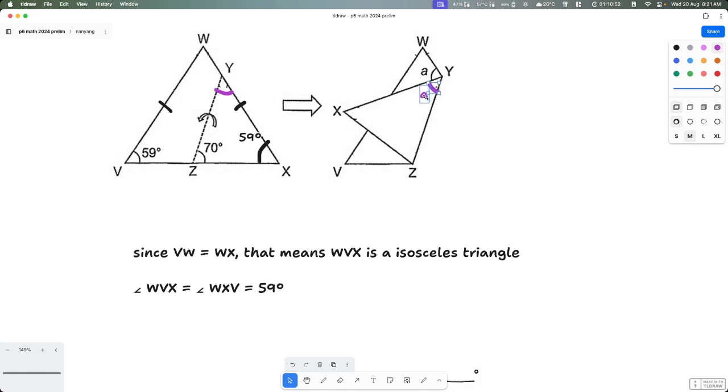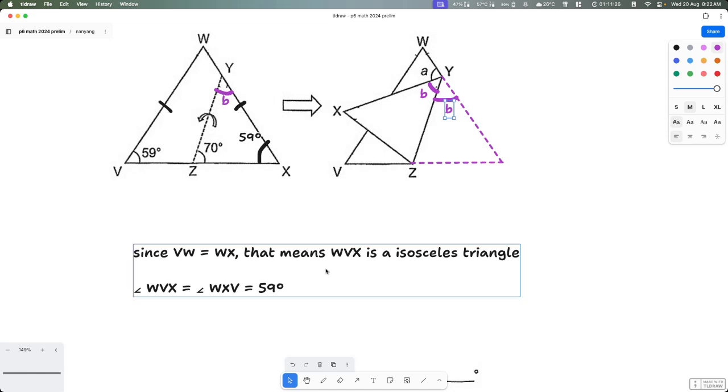Not angle A, sorry. I'll just say this is angle B. This is also angle B. At the same time, I'm going to draw a line of the previous triangle. So this is over here and this is over here, right? Like this. So that means this is also angle B, right? I'm going to draw here. This is angle B, like this. So once we get angle B, then we can get angle A.